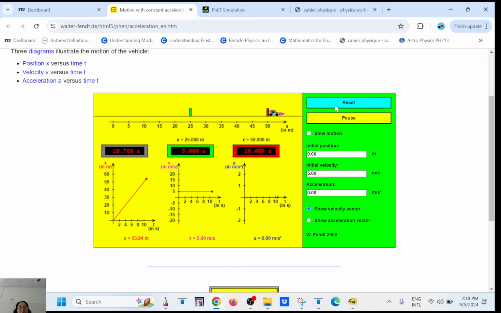But now let's say I do initial position 0, initial velocity 0, and now I have an acceleration of 1. So what do you expect the acceleration to be? 1. Okay. What about the velocity? Is it going to stay the same or is it going to increase? Increase. So it means every second it should increase by 1. So it should be linear.